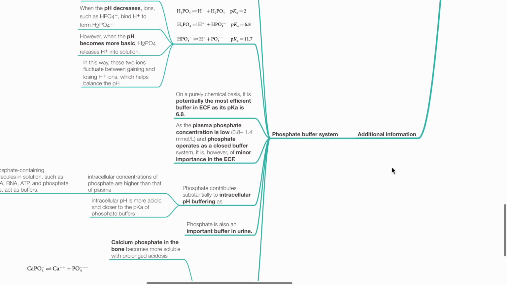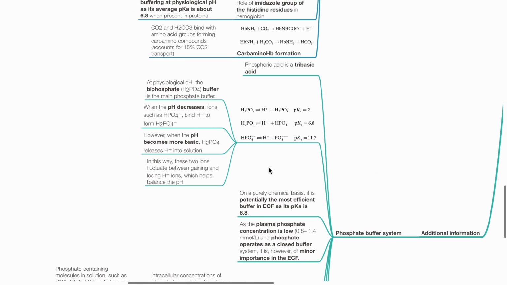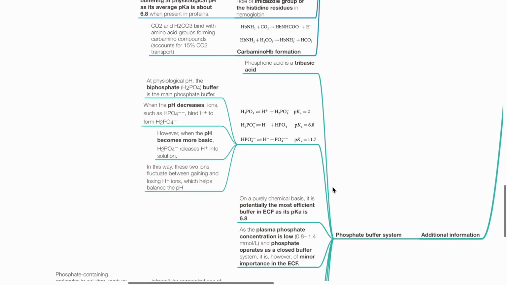Additional information. The phosphate buffer system. Phosphoric acid is a tribasic acid. At physiological pH, the biphosphate H2PO4- buffer is the main phosphate buffer. When pH decreases, ions such as HPO4 2- bind hydrogen ions to form H2PO4-. However, when the pH becomes more basic, H2PO4- releases hydrogen ions into the solution. In this way, these two ions fluctuate between gaining and losing hydrogen ions, which helps balance the pH.